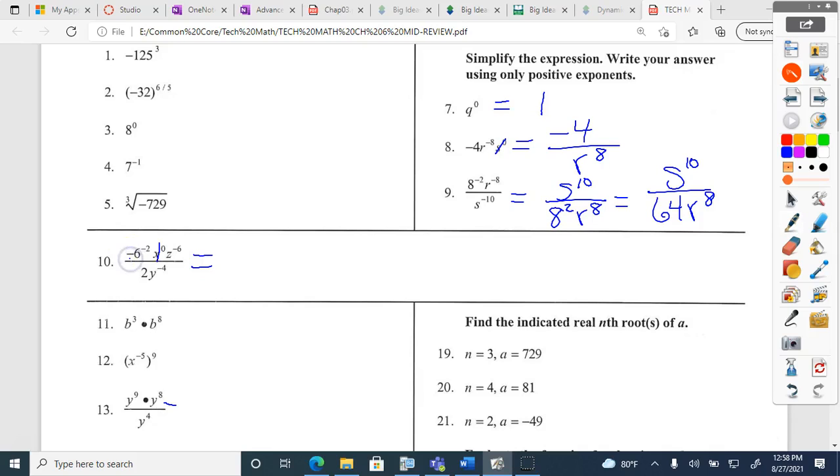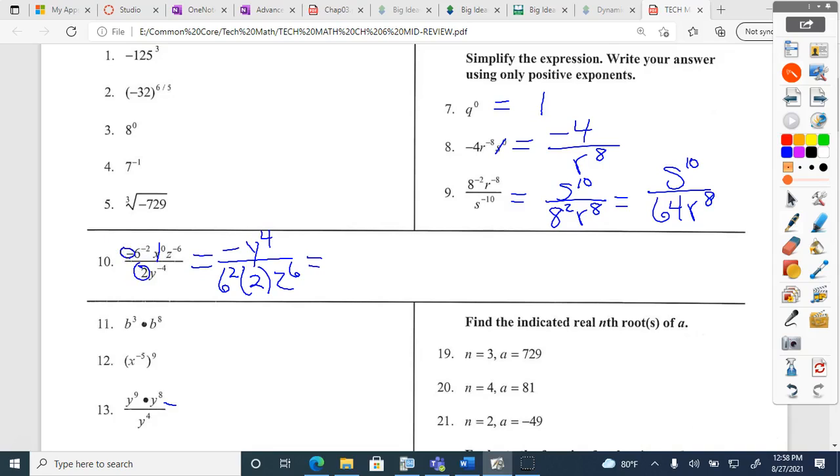That negative 1 that's understood to be in front of that 6, it stays. Okay? So it's negative, let's see here, y to the negative 4, or positive 4, excuse me. Okay. Divided by 6 to the 2nd power times 2 z to the 6th power. Okay? I did not move the negative, and I did not move the 2.